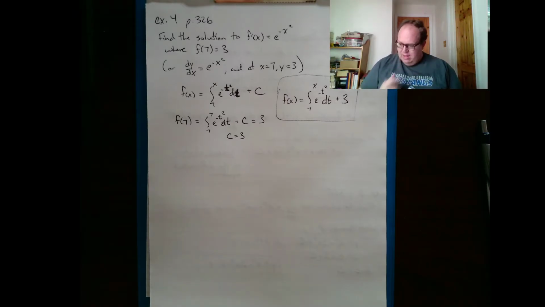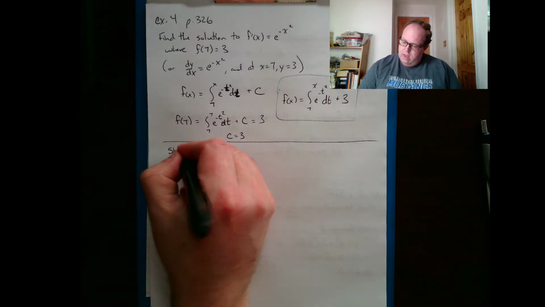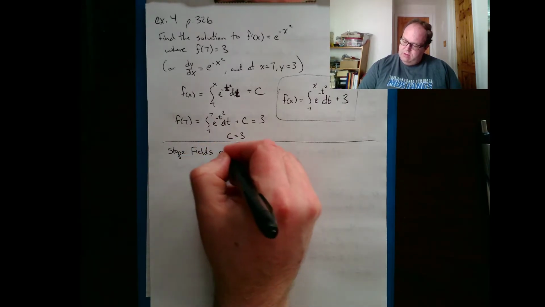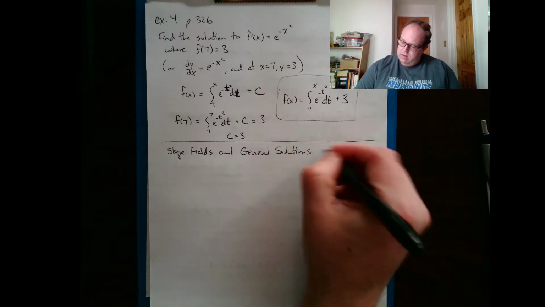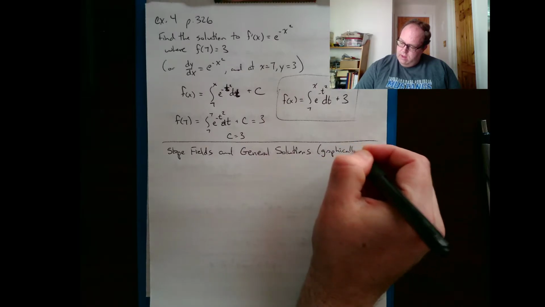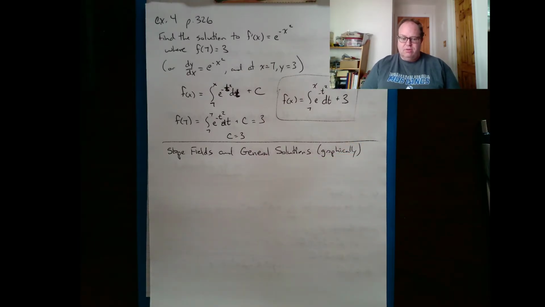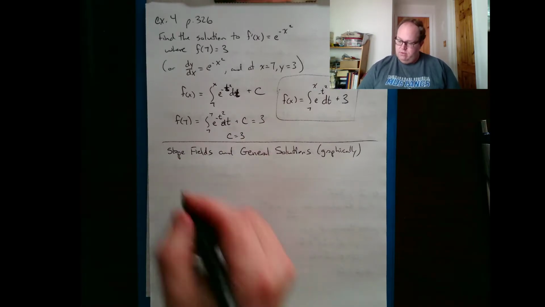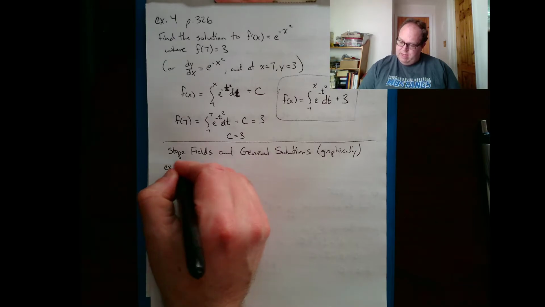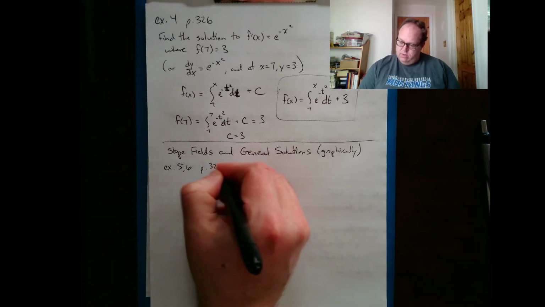The last thing that I'm going to mention, and it's not something that we're going to spend much time on at all really, is the concept of a slope field in a general solution graphically. Slope fields in general solutions. Now, I'm not really going to ask you anything about this. I really just want to show it to you in case it crops up at some point later in time. The concept is not too difficult, but it's a bit picky to work through. And this is kind of stealing off of examples 5 and 6 from pages 326 to 327.